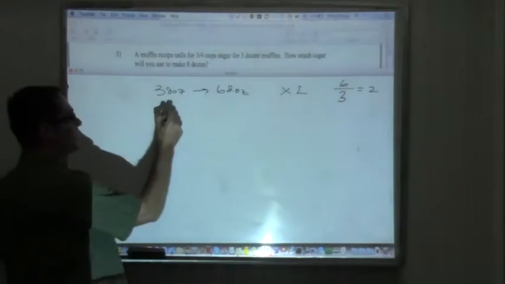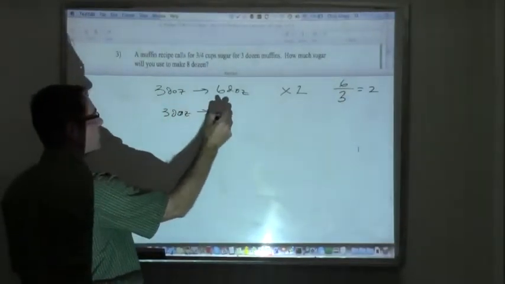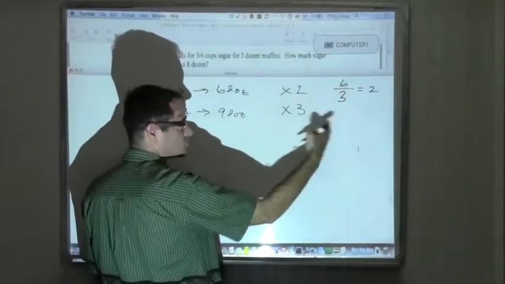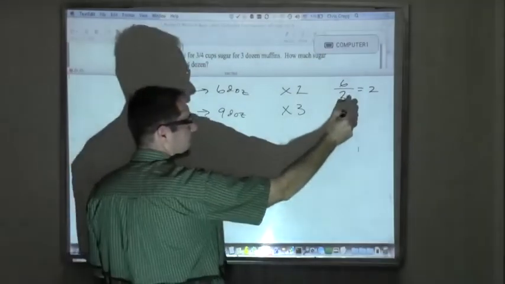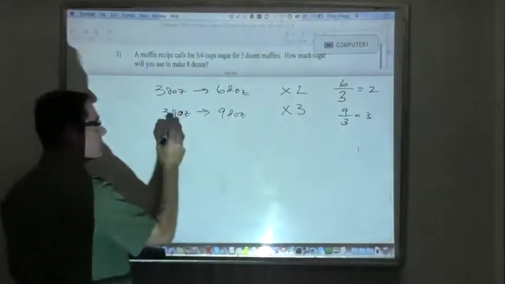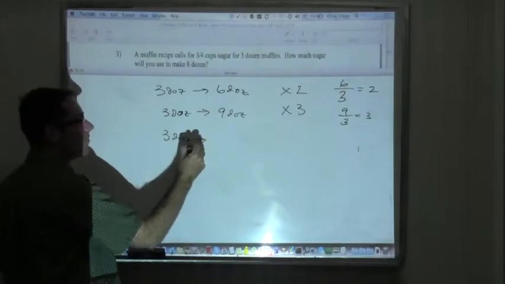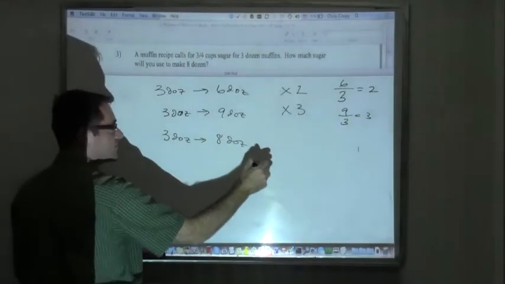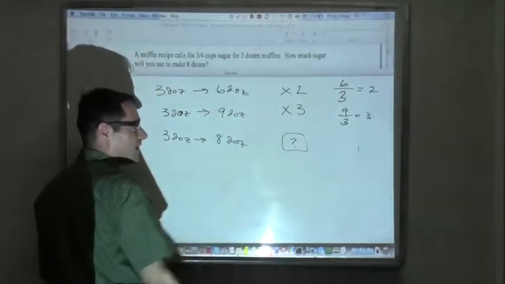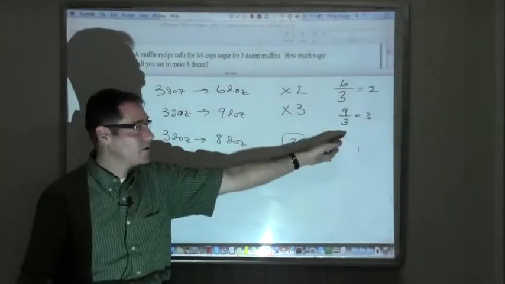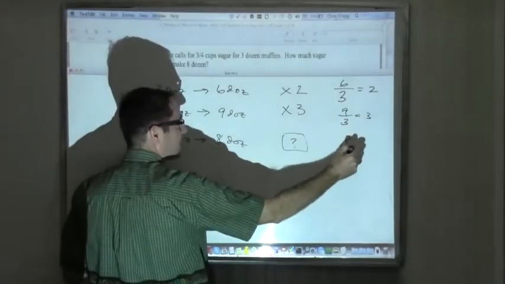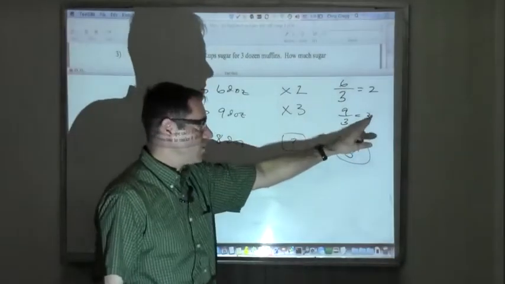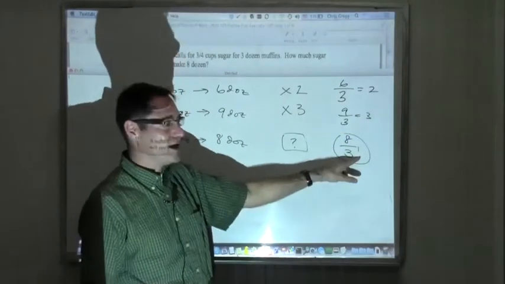Okay, so what if I said you go 3 dozen to 9 dozen? You triple it, right? And where's the triple come from? 9 divided by 3. Okay, now we start to get this. 9 divided by 3 equals 3. So, 3 dozen to 8 dozen. You don't know what this is, but you know how to do this exact same thing. What's it going to be? 8/3. You multiply by 8/3. You're multiplying by 3, you're multiplying by 2, you're multiplying by 8/3.